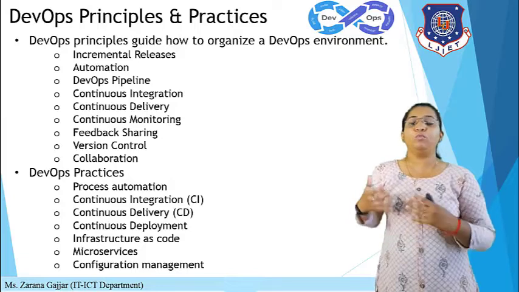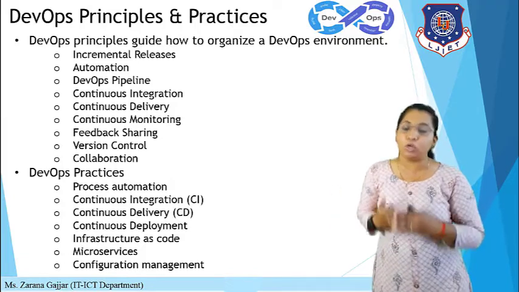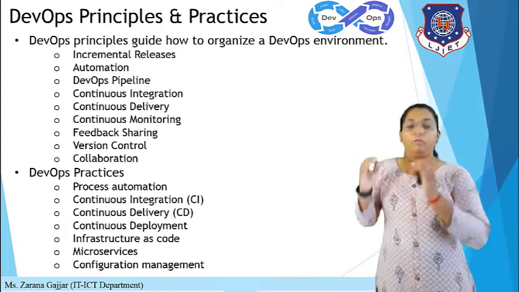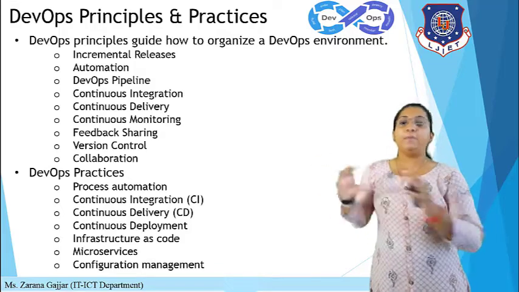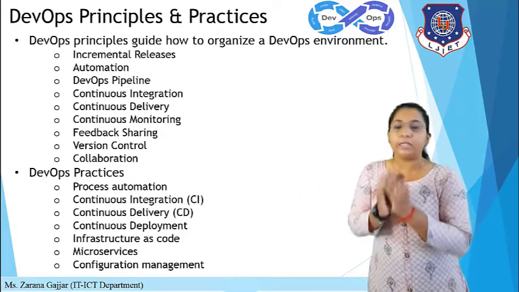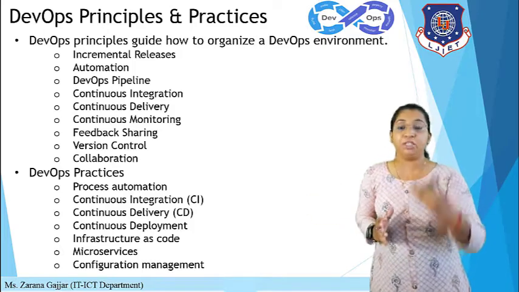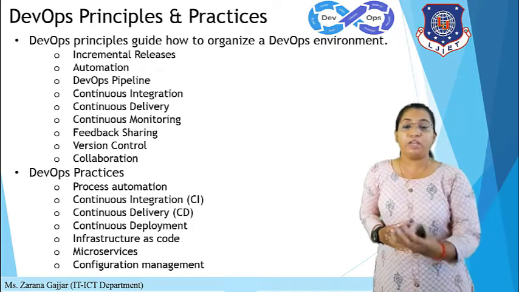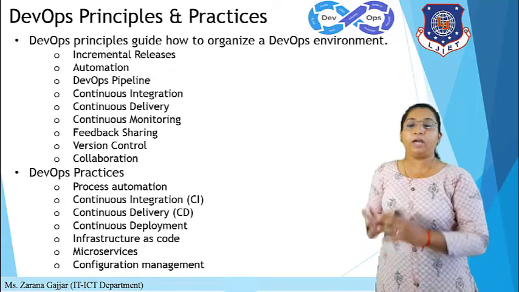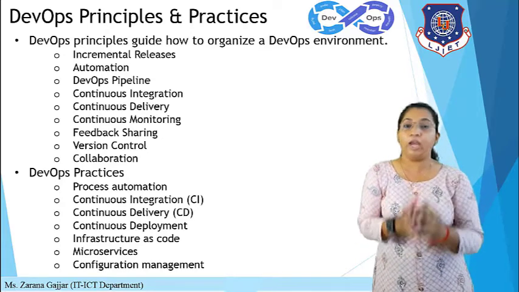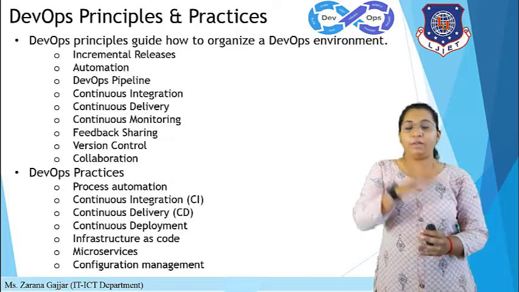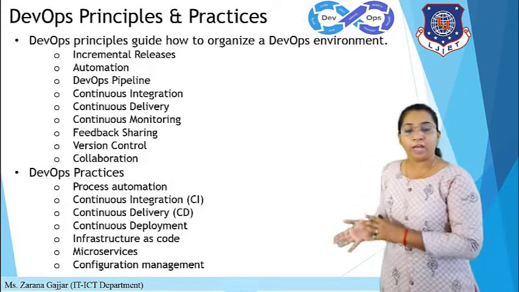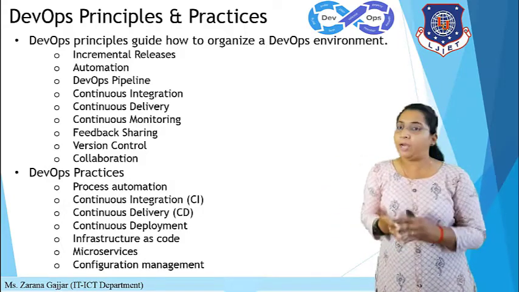Then the DevOps pipeline. If you want to perform two activities in parallel, that is also possible in a DevOps environment. Then continuous integration. If one component is ready and there are multiple components, you can group them together, so continuous integration is possible. Then continuous delivery and continuous monitoring of the work product. Feedback sharing means that if you give your finished product to the testing team, they will analyze all the operational features of the software and give you feedback according to their experience. Then version control and collaboration.